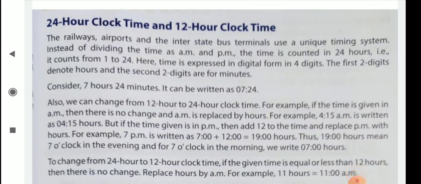Let's continue the time chapter. Now we'll discuss 24-hour clock time and 12-hour clock time.